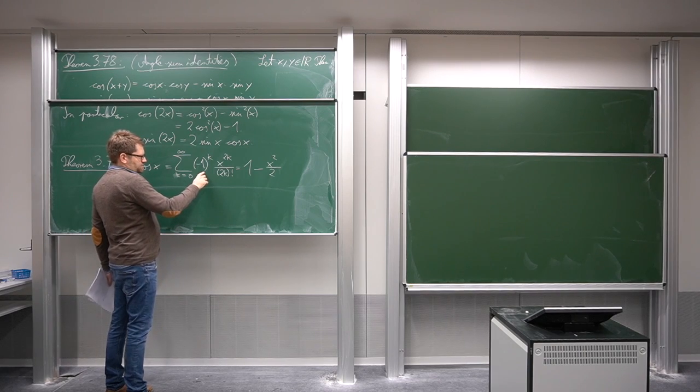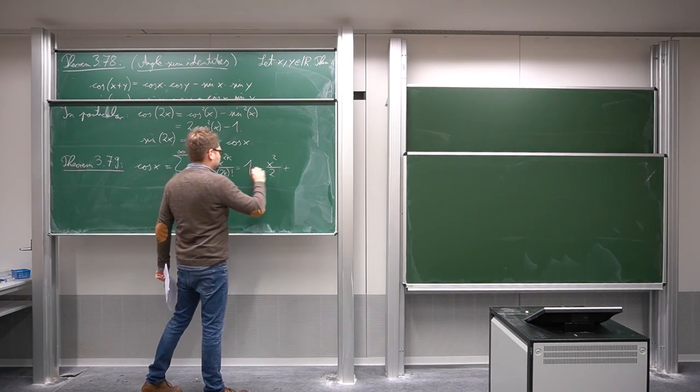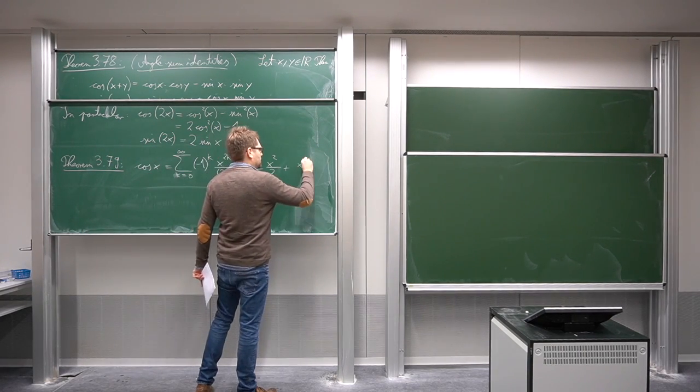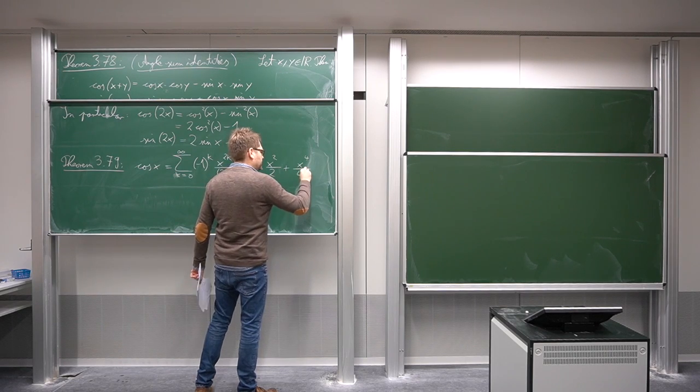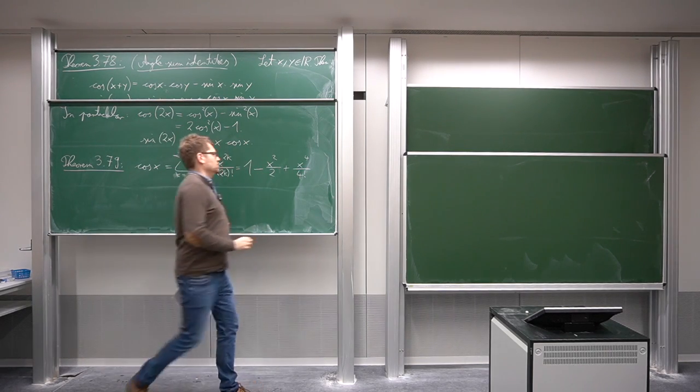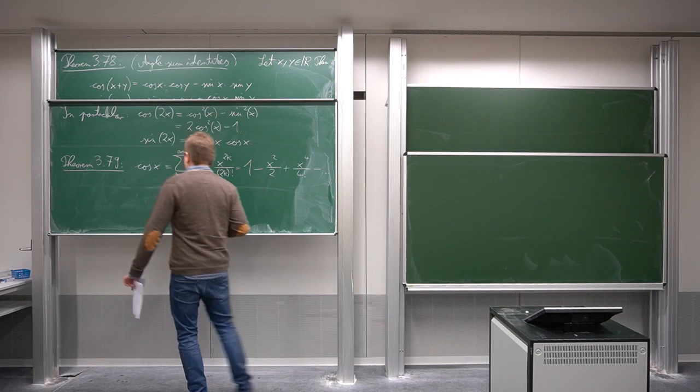And as a next step, for k equal to 2, we again get a plus sign, and here we get x to the power of 4 divided by 4 factorial, and so on and so on. The next would be a minus sign again, and so on.